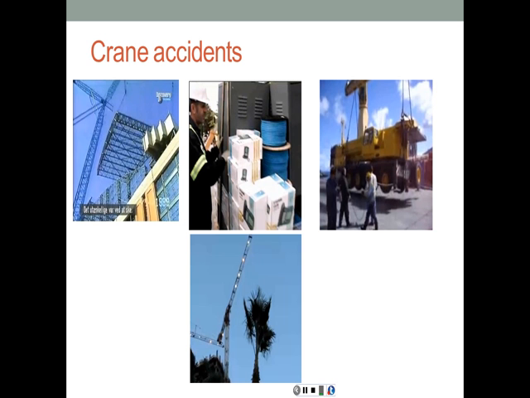So we're going to start with a review of some of the safety issues related to cranes, because again these are heavy equipment used for heavy lifting, and therefore we have to be very cautious while using them. So I'm going to show a few video clips of some crane disasters, crane accidents, and we're going to pick up the discussion following that.